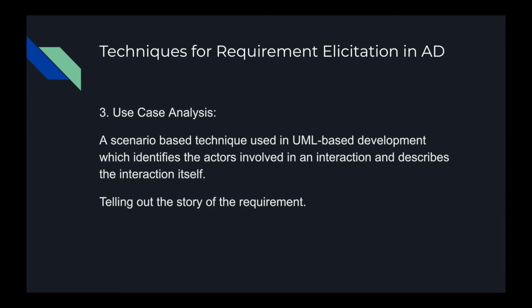The third technique usually used in requirement elicitation in Agile development is use case analysis. It is a scenario-based technique used in UML-based development, which identifies the actors involved in an interaction and describes the interaction itself. Basically, we are telling the story of the requirement instead of writing it in a language that only the coders can understand. We want to write in a language that our customer or stakeholder can read, for example English. We read the requirements in English as a story.